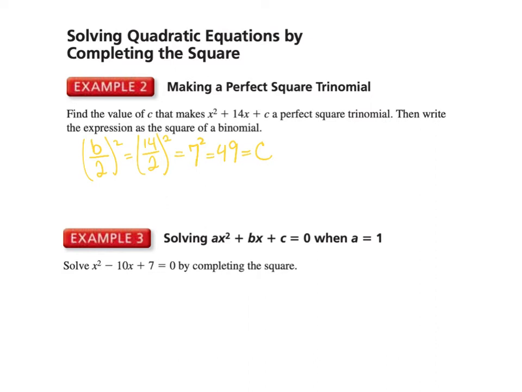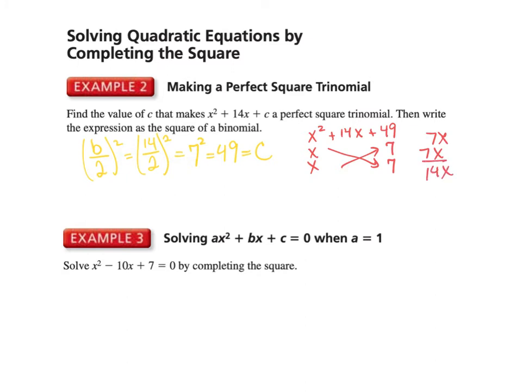I'm going to walk you through factoring it. There is a shortcut, and I will show you that after we factor. So x squared is x times x. 49 is 7 times 7. Check our cross products.